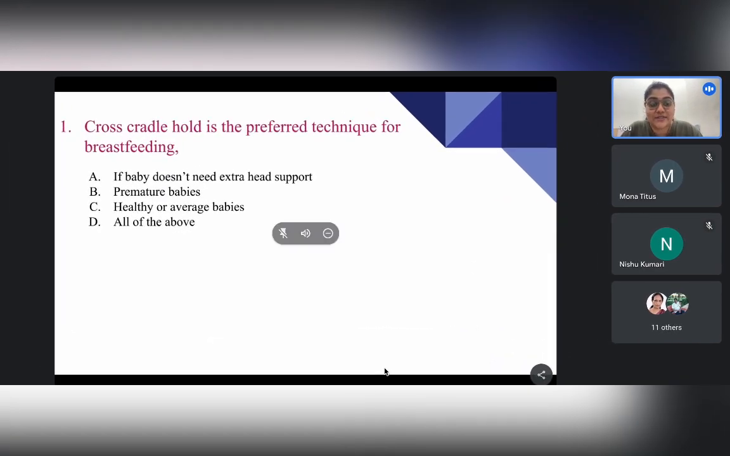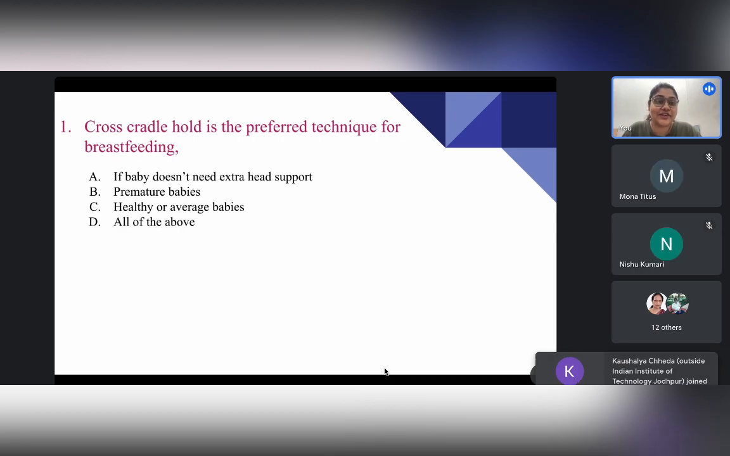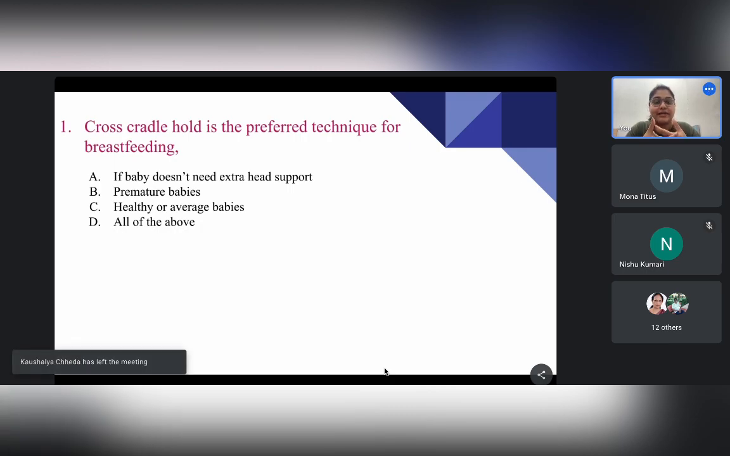Okay, let us go through the options again. The first option says if baby doesn't need extra head support. Please read the options carefully. As we know, the cross cradle hold is a breastfeeding technique which is usually given to babies in the initial stages, where the baby requires proper neck support. So our first option is definitely not the answer, because it says if baby doesn't need extra head support.